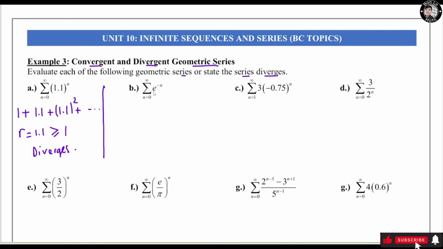Now question B. We're going to populate this one. So we have S equals: n equals 0, we have 1. N equals 1, we have 1 over e. N equals 2, we have 1 over e squared. N equals 3, we have 1 over e cubed. So the common ratio is 1 over e. And you know that e is 2.718, so this is less than 1 and greater than 0. Then the series converges.